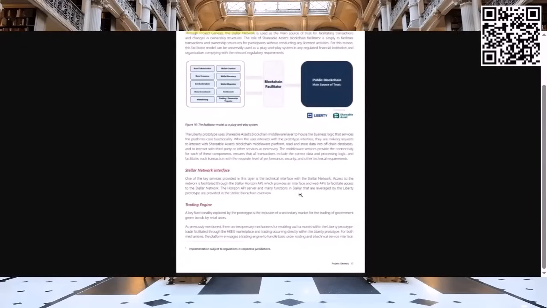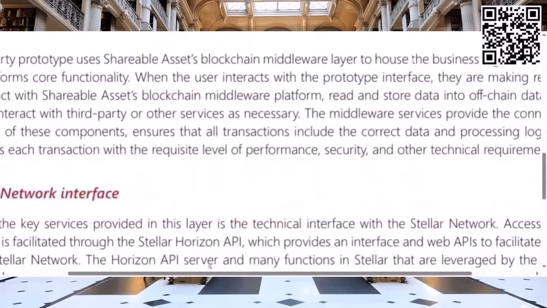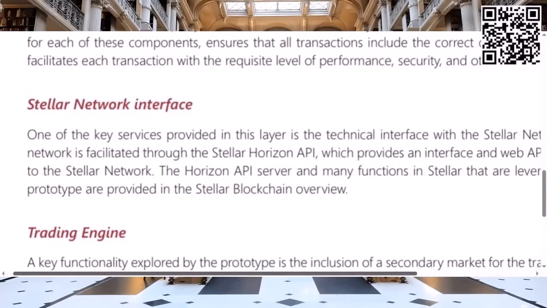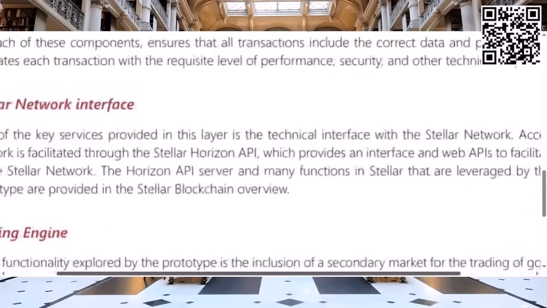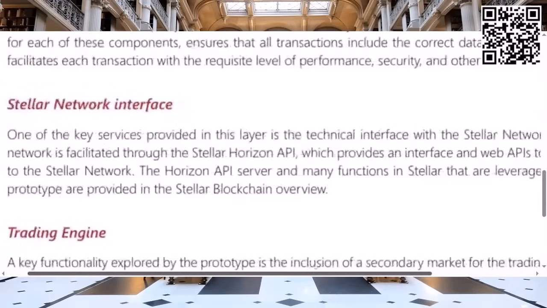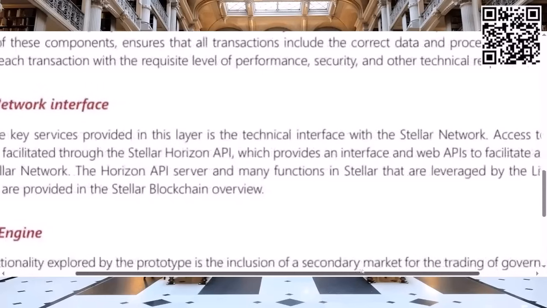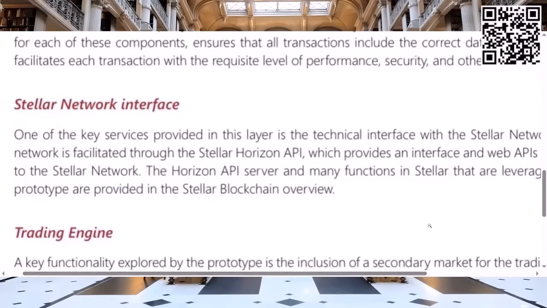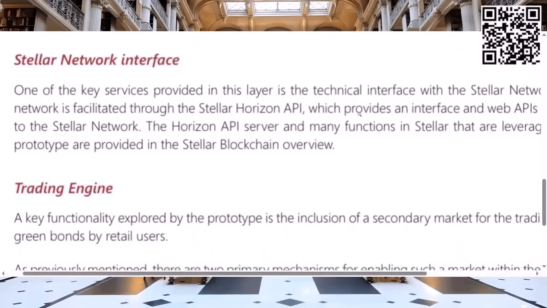And of course, like you see here, Stellar Network Interface. Let's actually just highlight this for a moment. You better believe that they, as in Stellar, provide an interface and web APIs to facilitate access, of course, to the Stellar Network. The Horizon API server and many functions in Stellar that are leveraged by the Liberty prototype are provided in the Stellar blockchain overview. So that's a big deal.